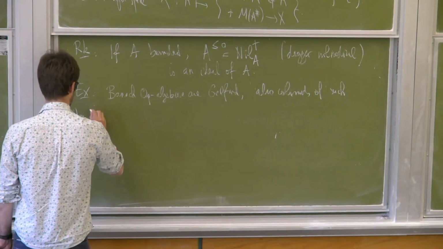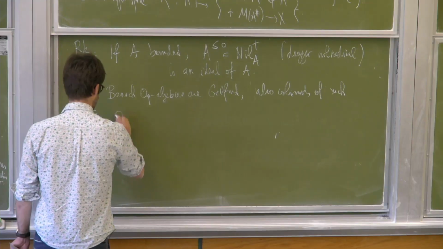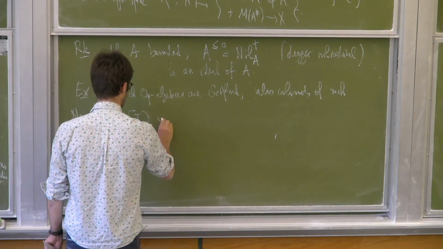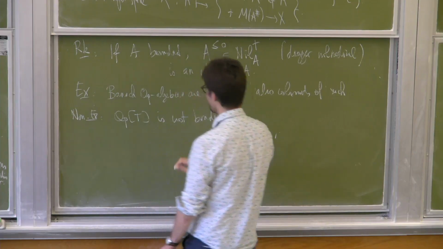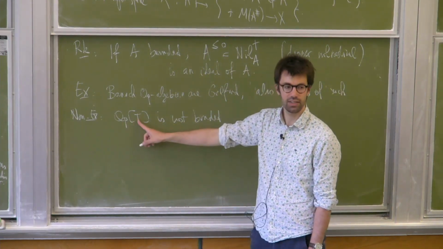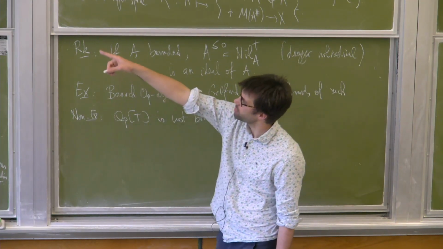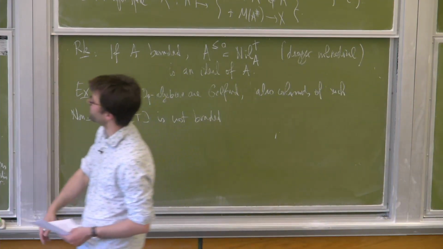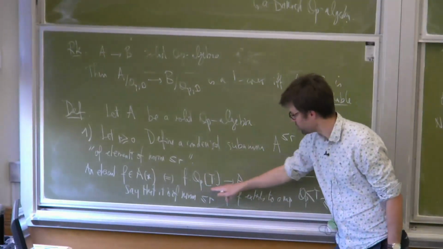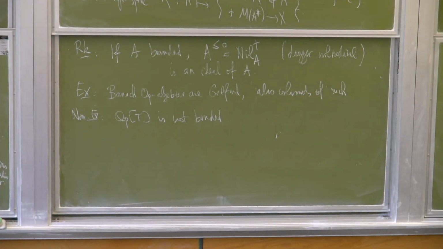So non-examples. Qp[T] is not Gelfand because it's not even bounded. The idea is that this element T is not a bounded function. If you stare at the definition, you take the identity map from Qp[T] to Qp[T], and you cannot extend it to some overconvergent Tate algebra. So T is not bounded.